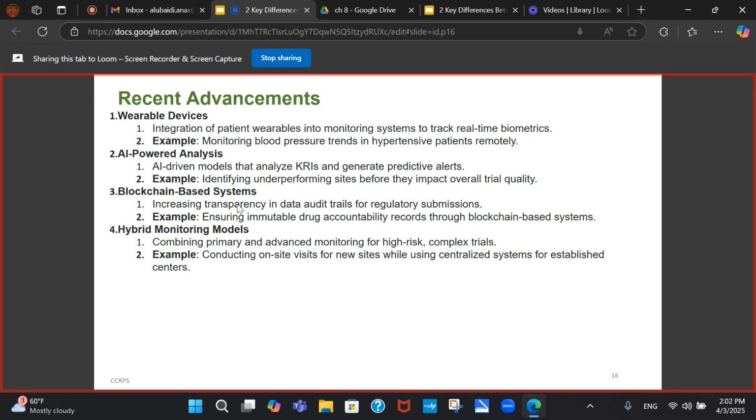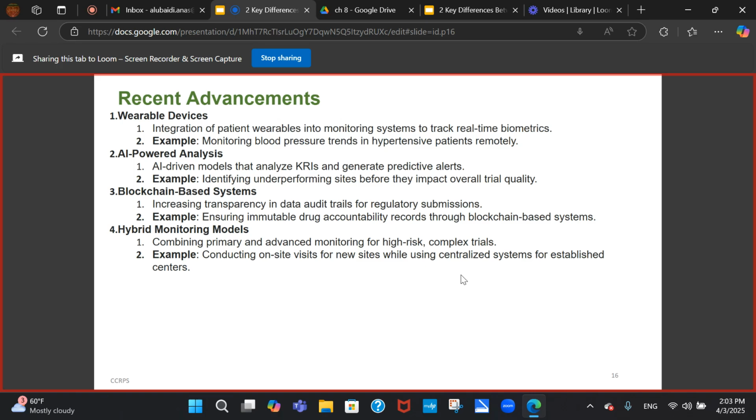Hybrid monitoring models. So nowadays, one of the recent advancements being applied in the monitoring style is the hybrid, meaning applying both in-person physical and remote monitoring at the same time. So combining both the primary and advanced monitoring for high-risk complex trials. Example, conducting on-site visits for new sites while using centralized systems for established centers. And this is a very good, simple example.